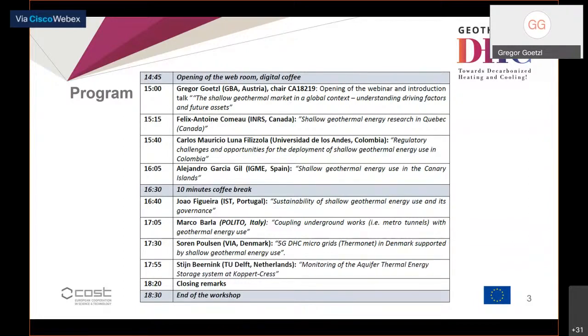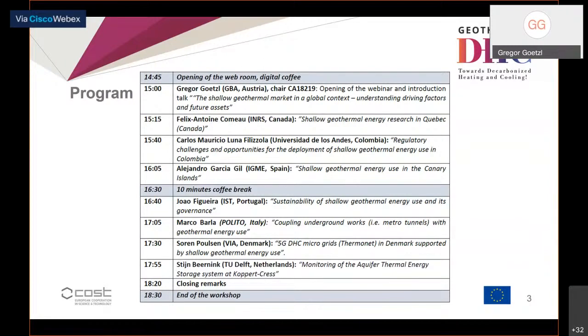After me, my colleague Felix-Antoine Comeau from Canada will talk about shallow geothermal energy use in a cold climate environment in Canada, in Quebec. We will then switch from North America to South America, and Carlos Mauricio Luna will speak about introducing shallow geothermal into a new market in Colombia. Very interesting, because they have a different kind of applications than in the Northern Hemisphere.